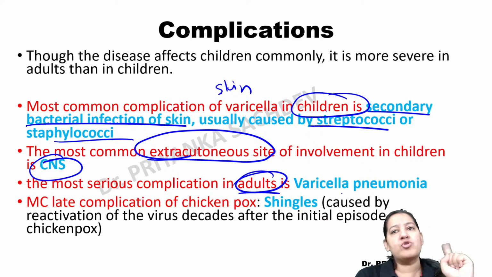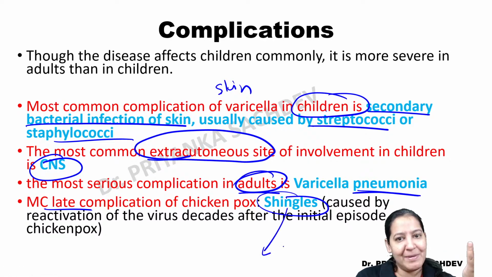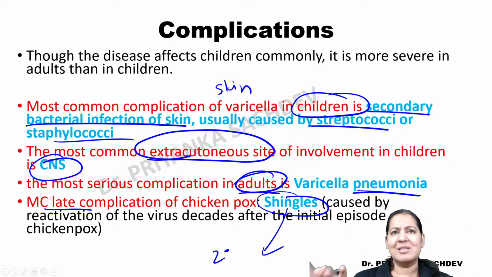But in adults, the most common complication is pneumonia. The most common complication is pneumonia, and the late complication is shingles. Everyone knows shingles is basically the secondary rash that occurs due to reactivation of the virus. So shingles can happen.